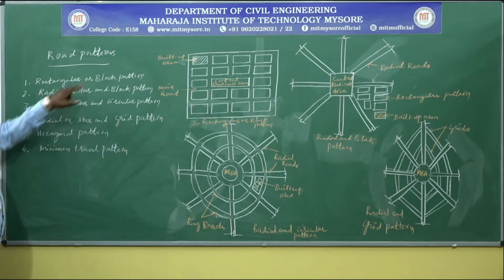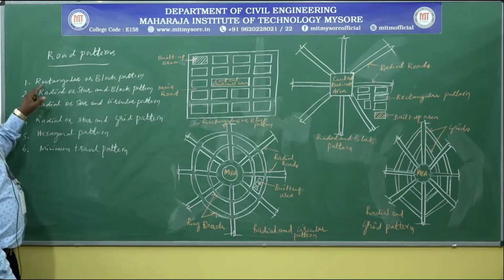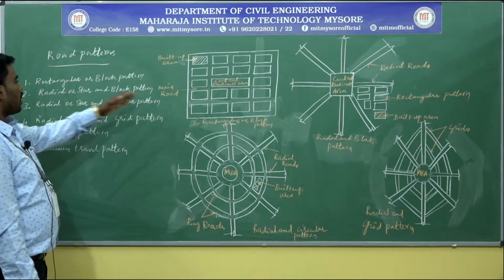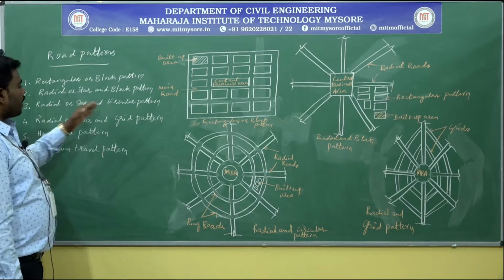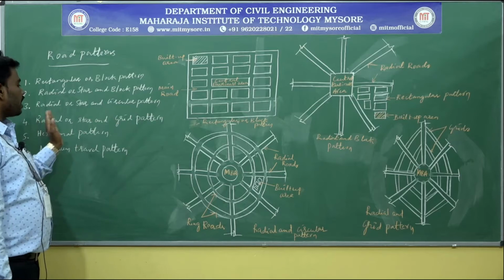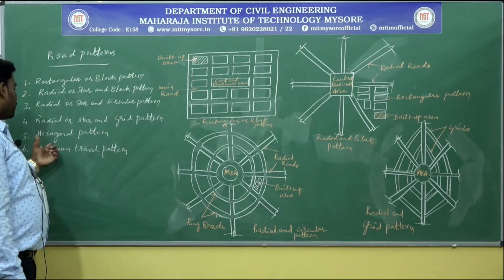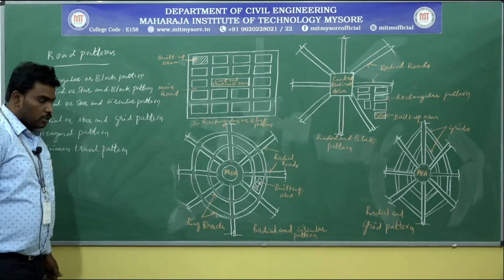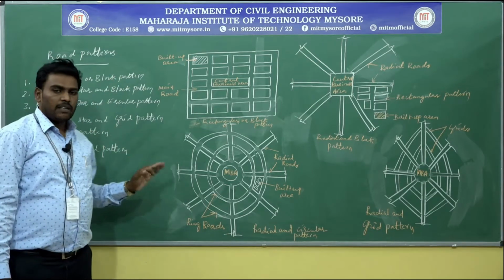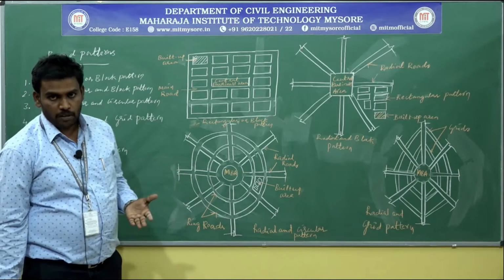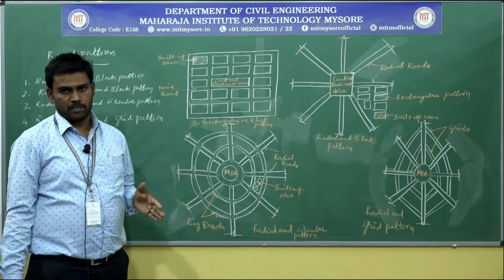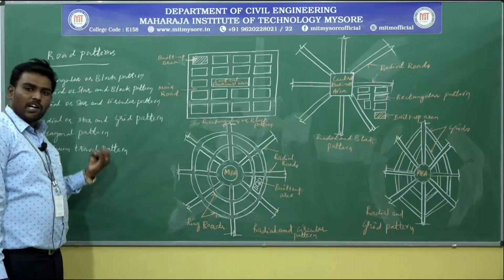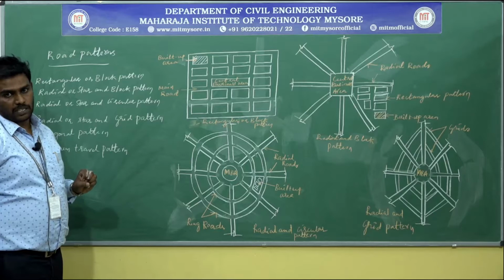So basically there are about 6 types of road patterns. One, rectangular pattern or block pattern. Another is radial or star and block pattern, radial and circular pattern, and the fourth one is radial and grid pattern, the fifth one is hexagonal pattern, and the sixth one is minimum travel pattern. In addition to these 6 types, there are other patterns too. No pattern is perfect. Each pattern has its own advantages and disadvantages.